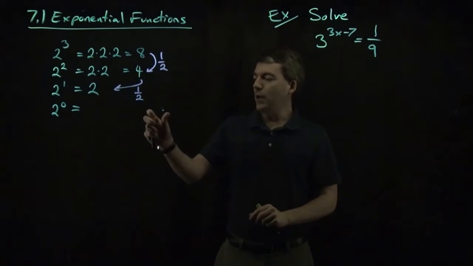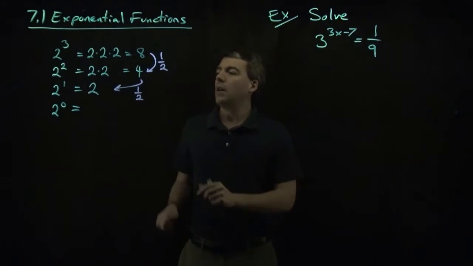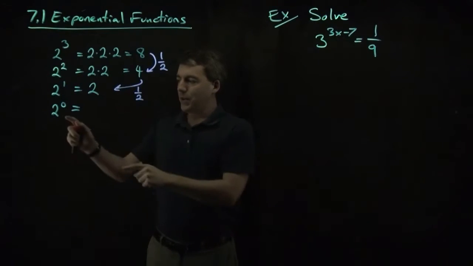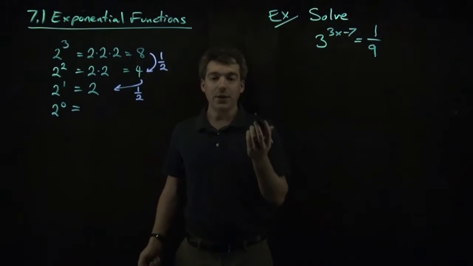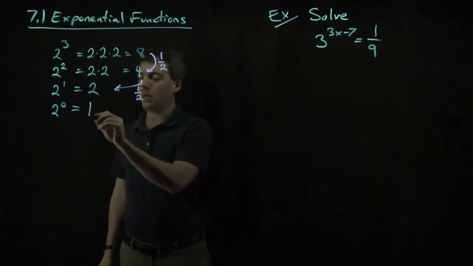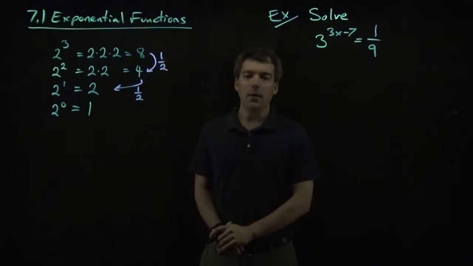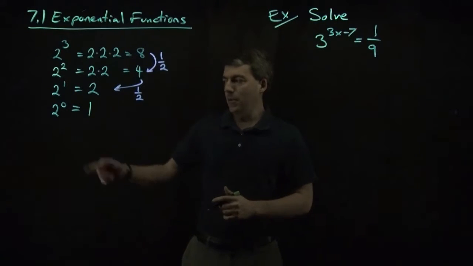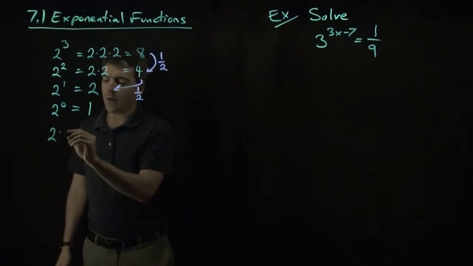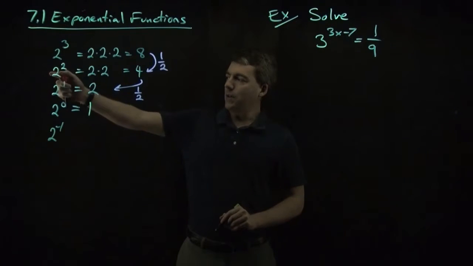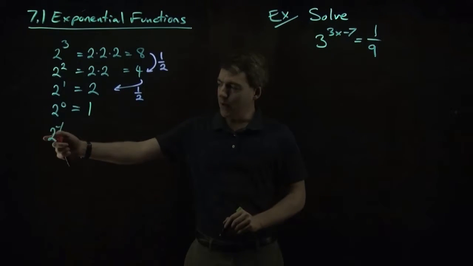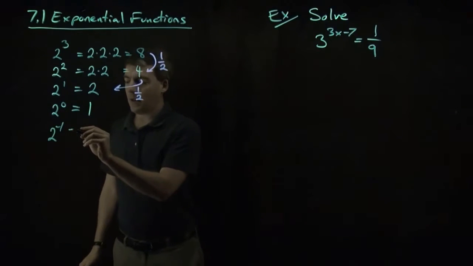All right, so if we keep up this pattern, dividing by 2, 2 to the 0 should be 2 divided by 2, which is 1. All right, let's keep going with that. What happens if we take another 1 away from the exponent? Well, divide by 2. So 1 divided by 2 is 1/2.